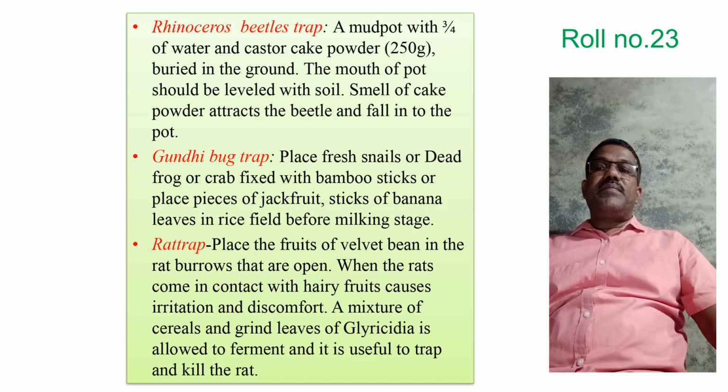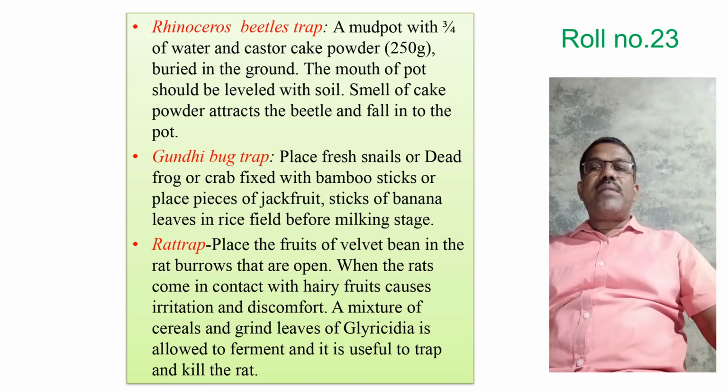Rat traps. Place the fruits of velvet bean in the rat burrows that are open. When the rats come in contact with the hairy fruits, it causes irritation and discomfort. A mixture of cereals and ground leaves of Gliricidia is allowed to ferment, and it is useful to trap and kill the rat.